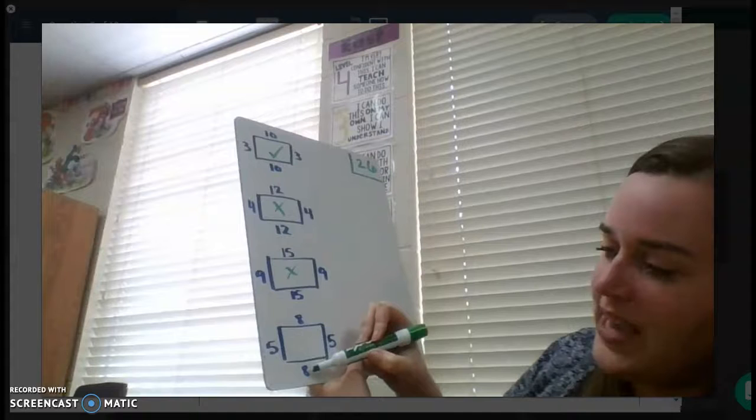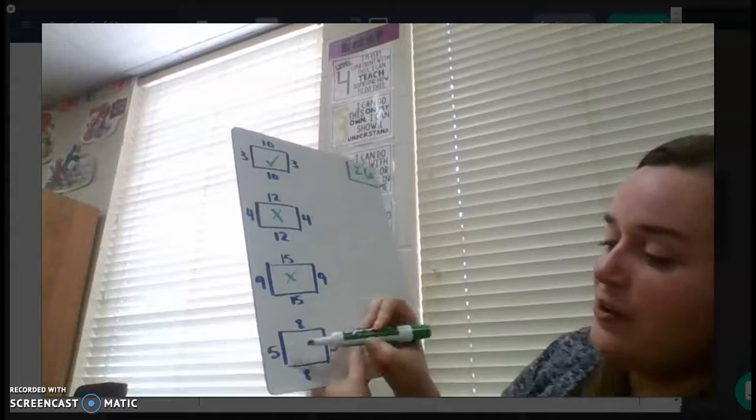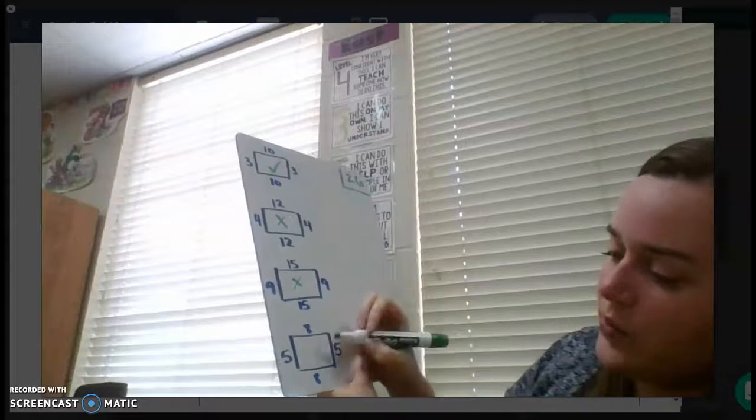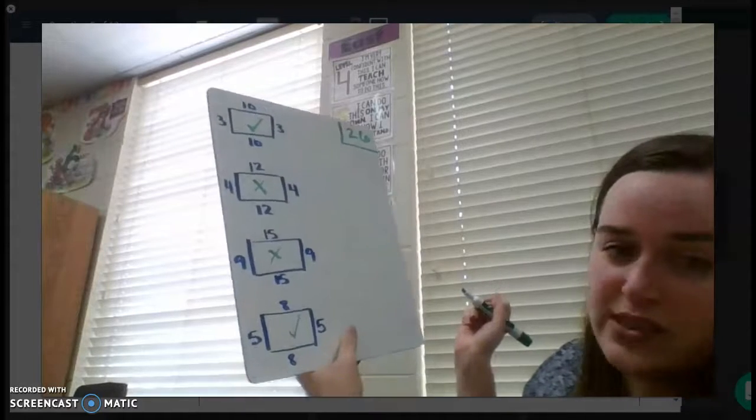Okay, let's check these out. Okay, 8 plus 8. You know what that is? It is 16. 5 plus 5 is 10. Hey, look, this one gives us 26. So this one works. Okay, I'm going to pause while we draw the rest of them.